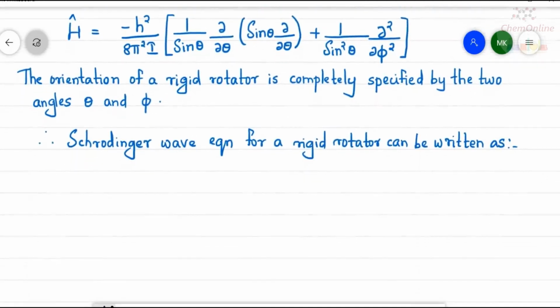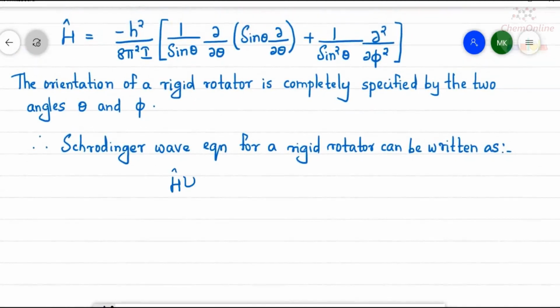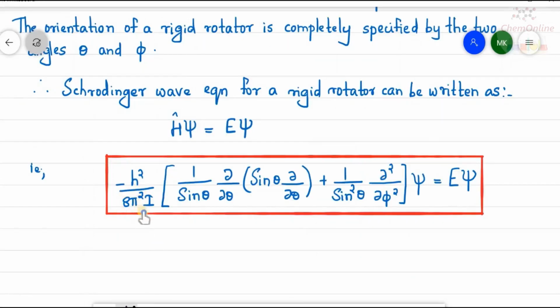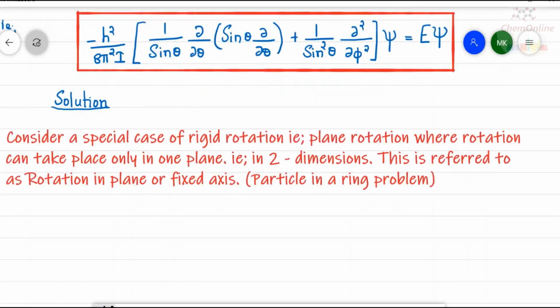Therefore, the Schrodinger wave equation for a rigid rotator can be written as h cap xi equals E xi, that is minus h square by 8 pi square I, 1 by sin theta dou by dou theta of sin theta dou by dou theta plus 1 by sin square theta dou square by dou phi square into xi equals E xi. So this is the Schrodinger equation for a rigid rotator. Now we move on to the solution of this equation.